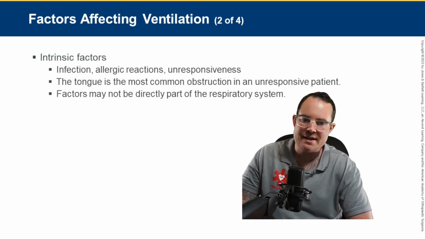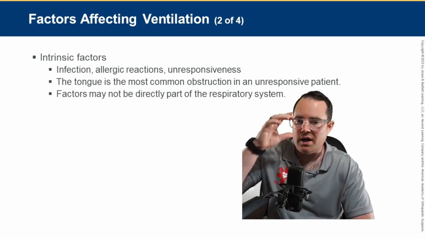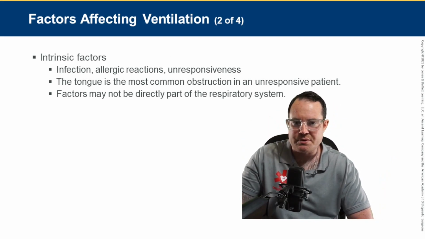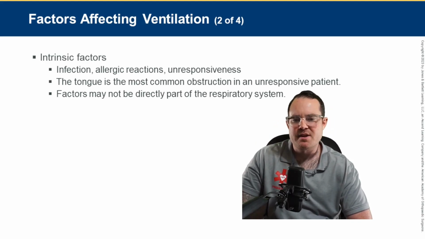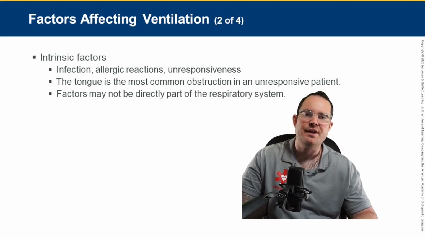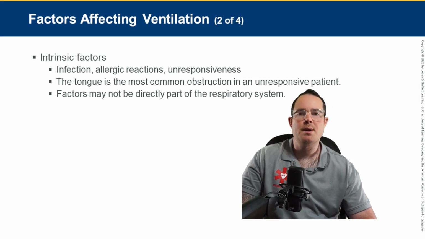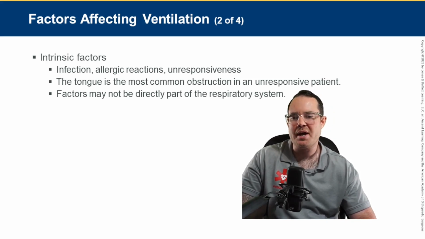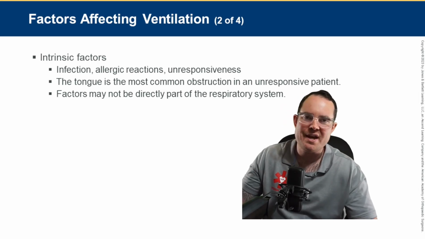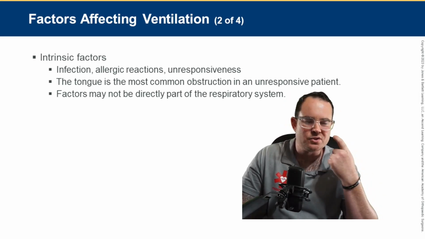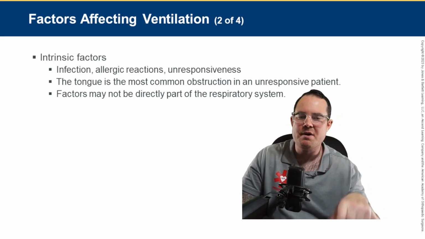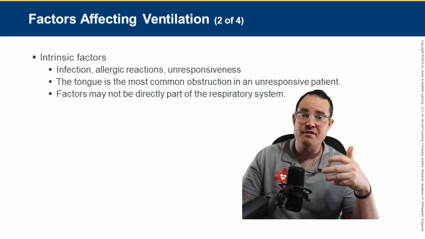Of course, is the next slide, that story of my life. Intrinsic factors: infection, allergic reactions, unresponsive. The tongue, always a test question, right? The most common obstruction in any unresponsive patient. Remember, that tongue, it was always getting in our way. This is why OPAs are such a great thing. With an oral pharyngeal airway, we can go ahead and sweep that tongue using a 90-degree method and keep it from blocking the airway.